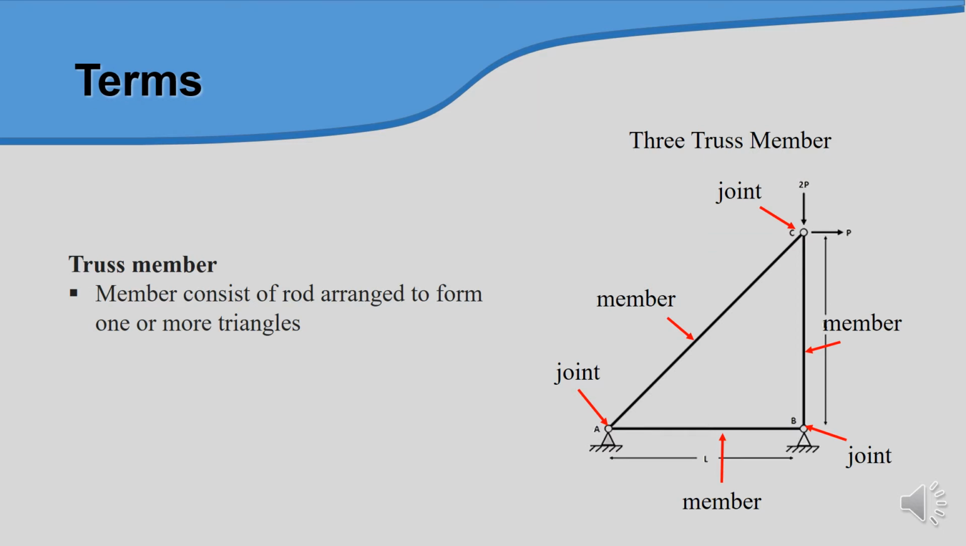Okay, before we go through, let us familiarize with these terms. Okay, we have truss member. A truss member consists of rods arranged from one or more triangles. So for this example, we have three members and three joints together to make a triangle. Okay, so we call it a three-member truss.